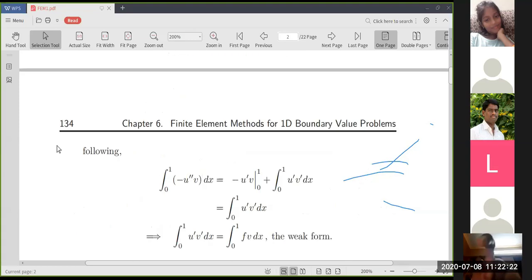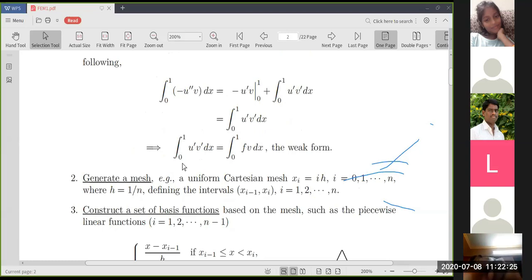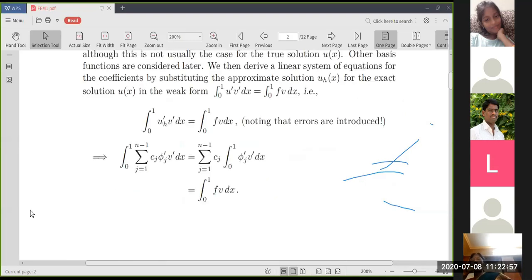You know that here we have finally got the weak form, integral 0 to 1 u dash into v dash, equal to integral 0 to 1 f into v. Now this u is an exact solution, but as I told you, for all practical purposes, we cannot compute this exact solution u. The exact solution u will be unknown. So what is the next step? The next step is we try to approximate this u by another solution, the finite element solution called uh. That is what we do in the next step.